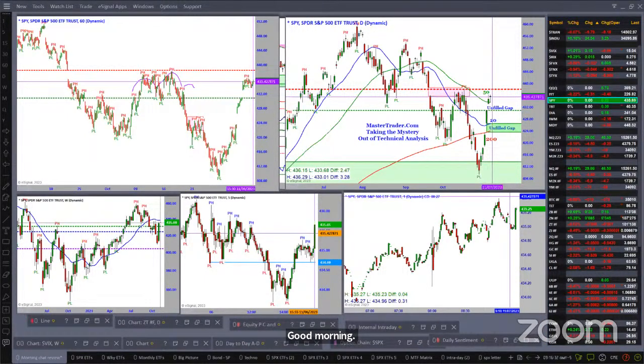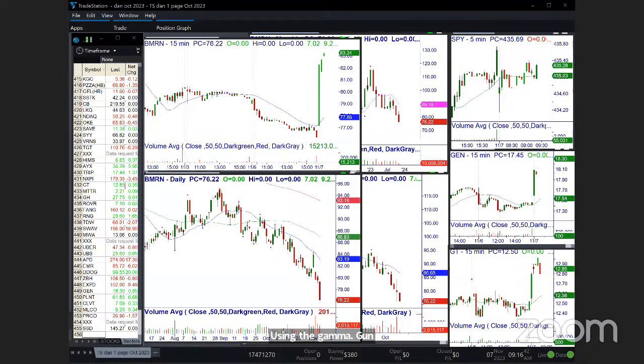And another thing to keep in mind in terms of using the gamma gun situation to help our analysis. What I mean by that is gamma hedging by funds and market makers.